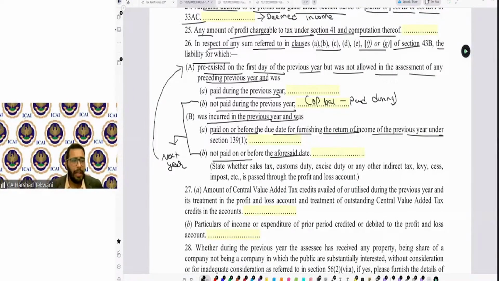Now here we need to verify with respect to the liabilities how much amount was paid and how much amount was not paid from the bank statements. With respect to the details and everything, we need to verify from there.